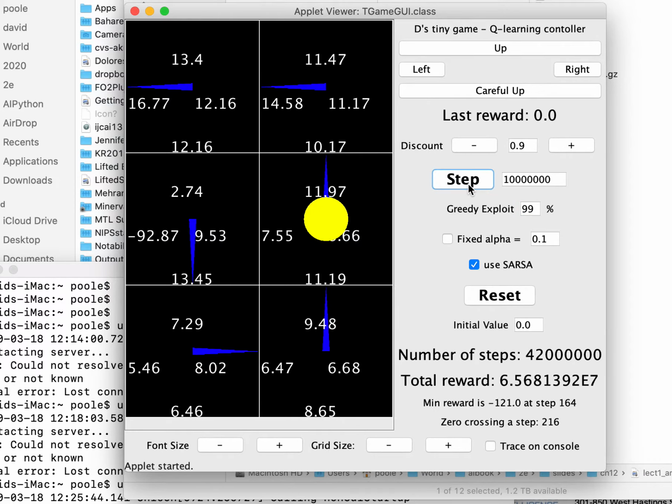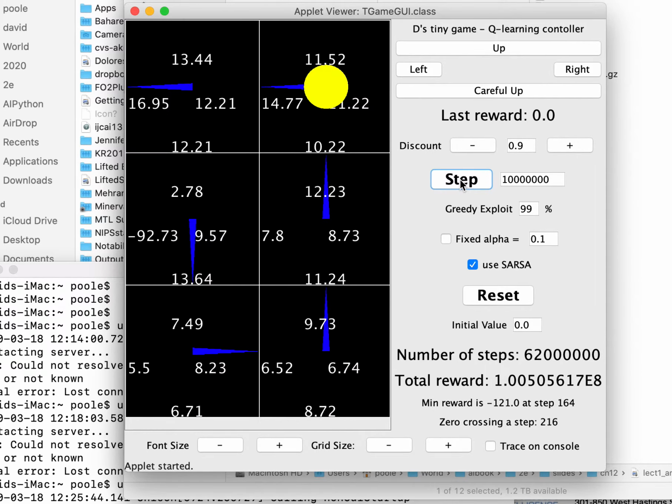As we try and go here, we're going to find that after a while with greedy exploit, although it might be the optimal policy to go up, we're not going to find it because we're not exploring enough. So we'll wander around, and we find the policy here is to still go right.